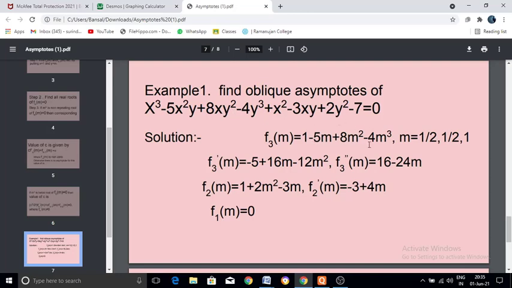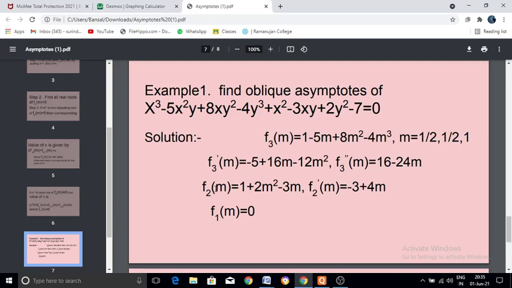Now we use the trial method. If we take m equal to 1, we get 0. So dividing by m minus 1, we get a quadratic whose roots are 1/2 and 1/2. So there is a single non-repeating value and two repeating values here. Now we find f3'(m), which is minus 5 plus 16m minus 12m square. Then its double derivative is 16 minus 24m.